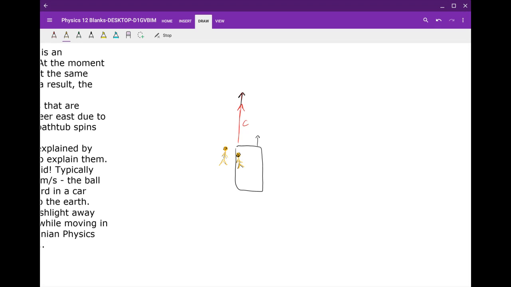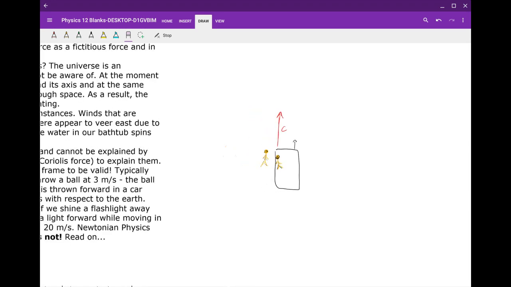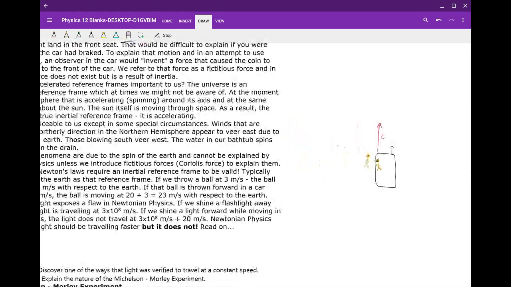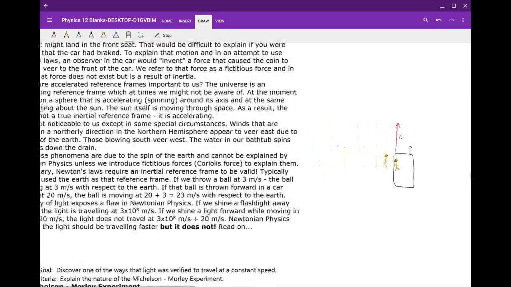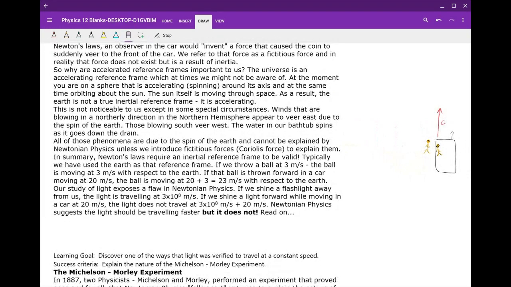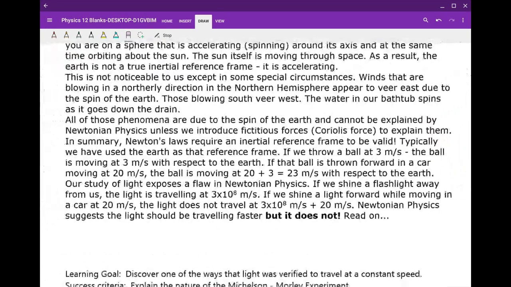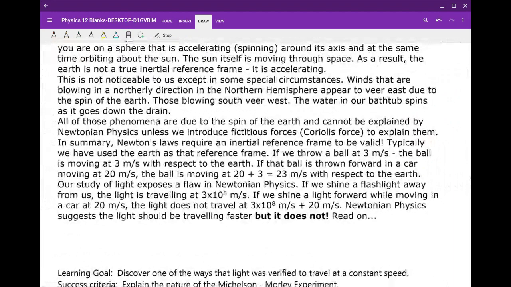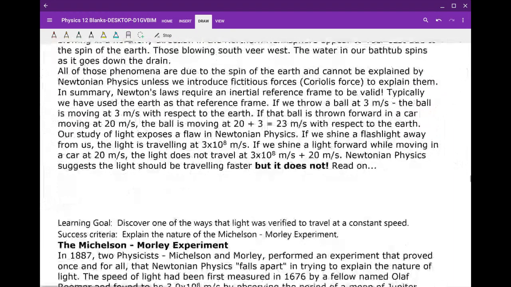Both of these people see the light traveling at the speed of light, apparently. That's what ends up actually happening, right? So there are experiments that have sort of verified this to be true, okay? So then you might say, well, why is it that a ball would have 20 plus 3, but light won't? And it has to do with some stuff called the theory of relativity, which we're going to talk about right now.